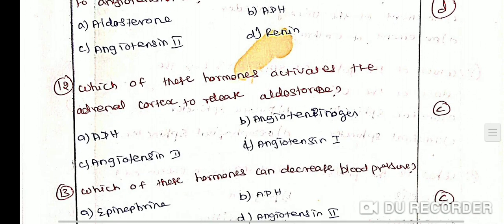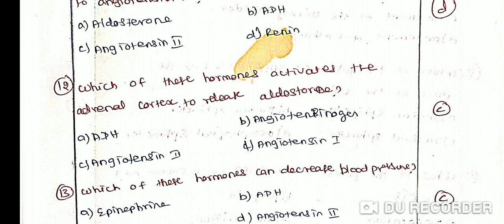Next question. Which of these hormones activates the adrenal cortex to release aldosterone? Option A, ADH. Option B, angiotensinogen. Option C, angiotensin 2. Option D, angiotensin 1. The correct answer is option C, angiotensin 2.